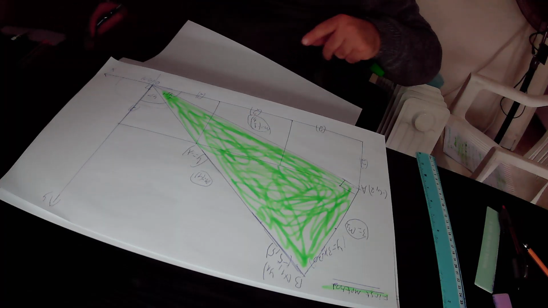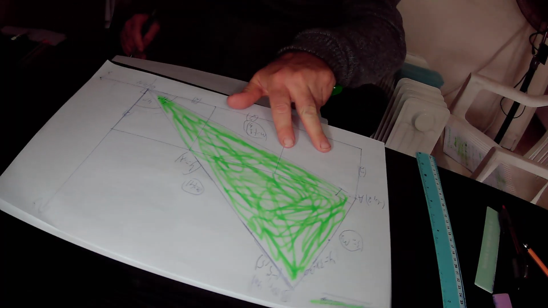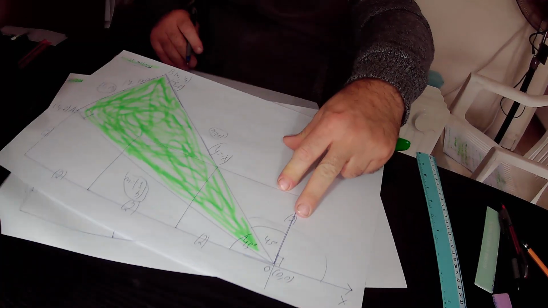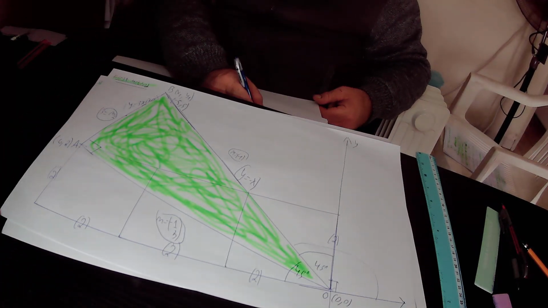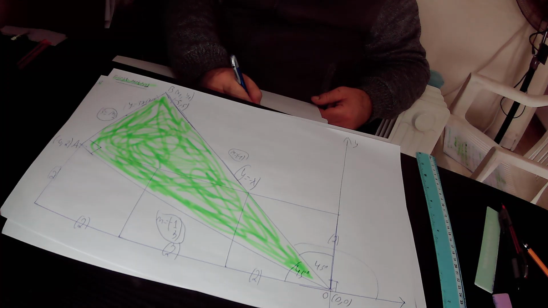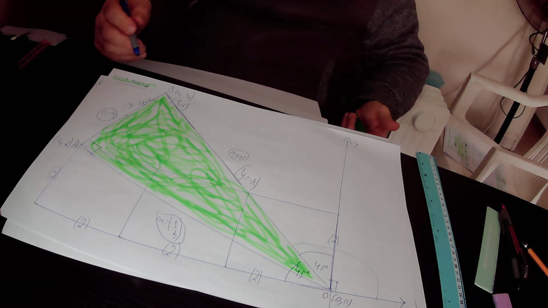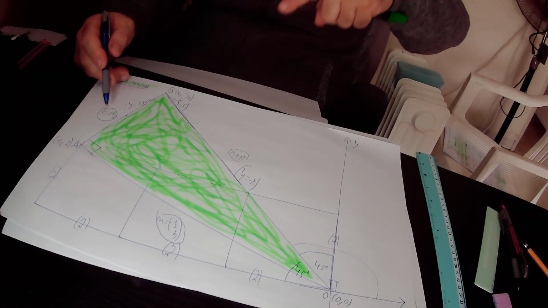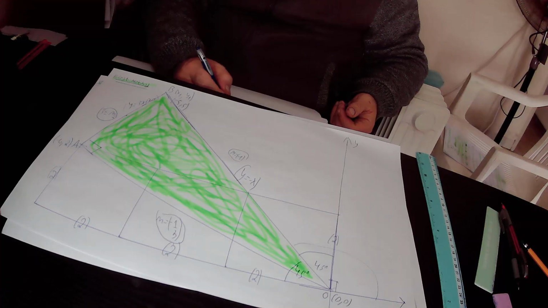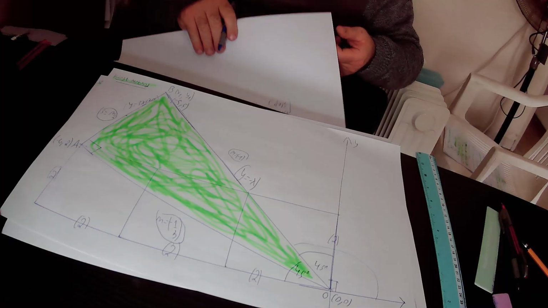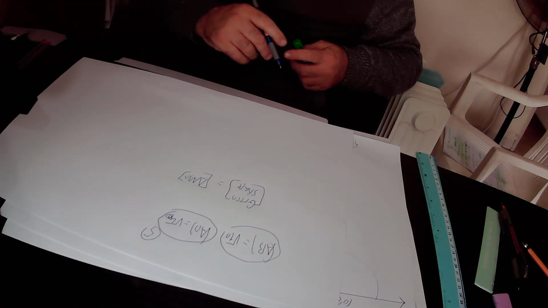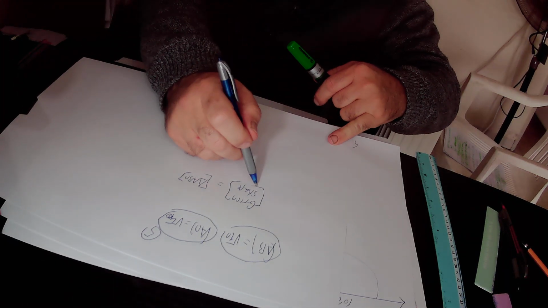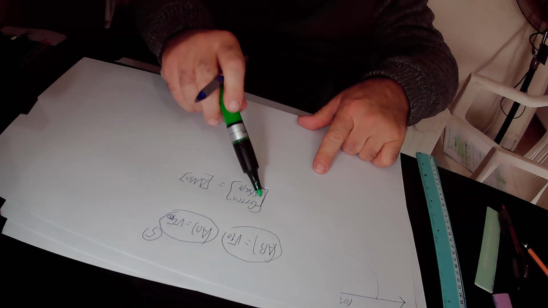Our task is to find out the area of this green shape. So what is the area of the green shape? The green shape is the right green triangle ABO. So our task is actually to find out the area of this green right triangle ABO.